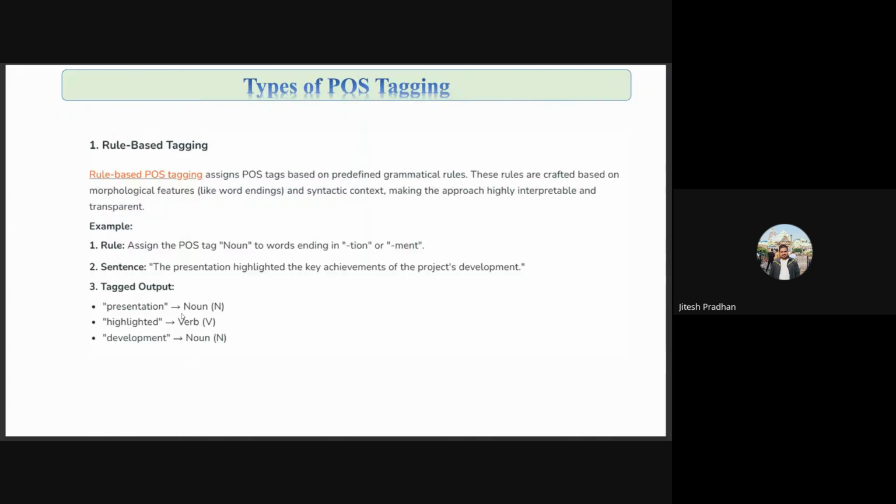The tagged output will be, look here, presentation, it will be noun. Highlighted, if it is ending with ed, we will make it a verb, so it will be verb. Then ment, so it will be noun. So this is called rule-based tagging. Up to this point it is clear.